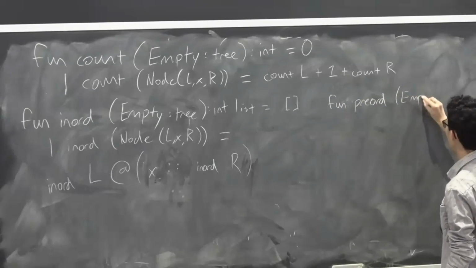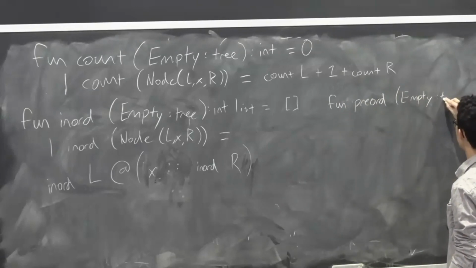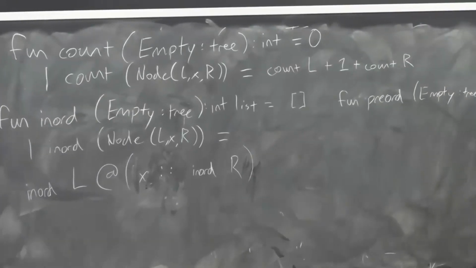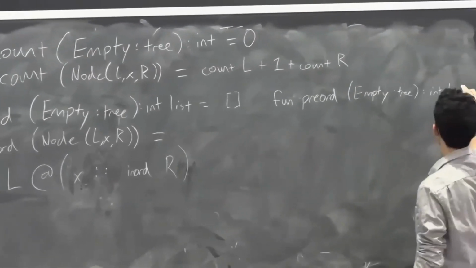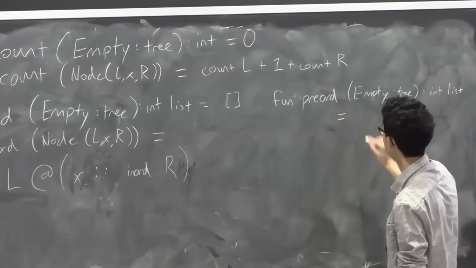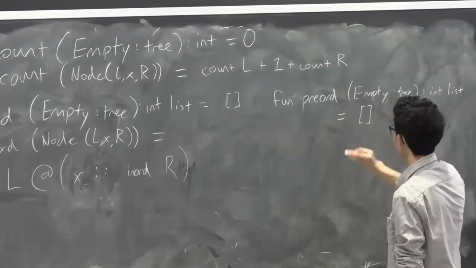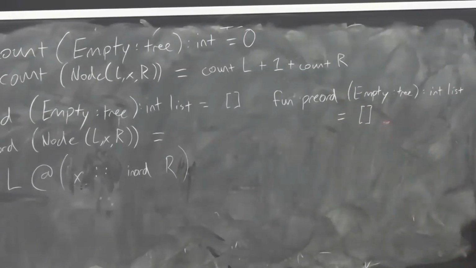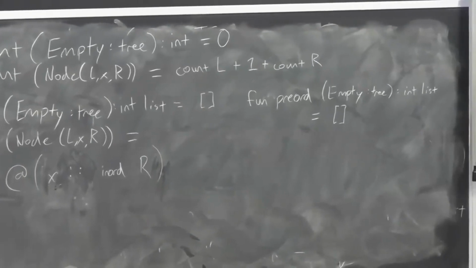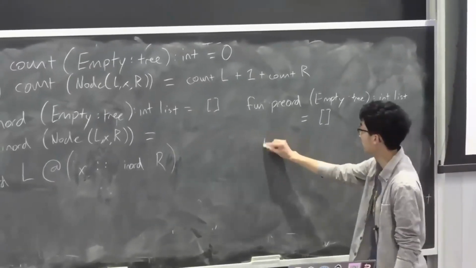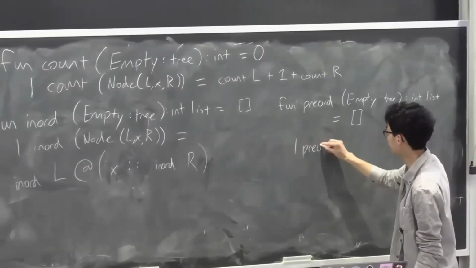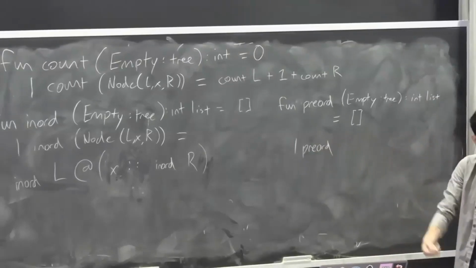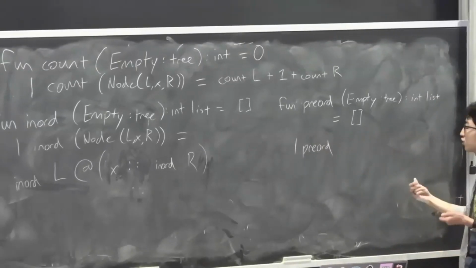Okay, and I'm going to write preord, which takes a tree and returns an int list. I'm running out of room, so I'm going to put equals here. So we're going to write preord now, but now I'm going to tell you that we're doing a preord traversal, so now we're going to do root, left, right. I'm going to splay it out along two lines, but I already did the empty case for you. If it's empty, then we're just going to have the empty list, right? Because there's nothing in the tree.